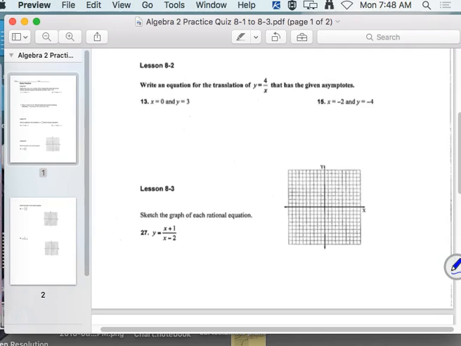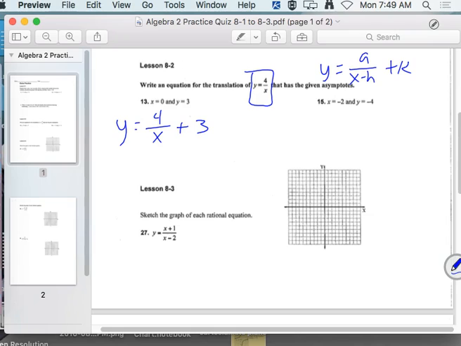All righty. This one says write an equation for the translation of y equals 4 over x that has the given asymptotes. Oh my goodness. This all comes from this. It is. But you have to remember that formula. You look at it at first and say, what on earth am I supposed to do here? All right. So if these are the asymptotes, x equals 0 and y equals 3. Where's the 0 go? h. Where's the 3 go?